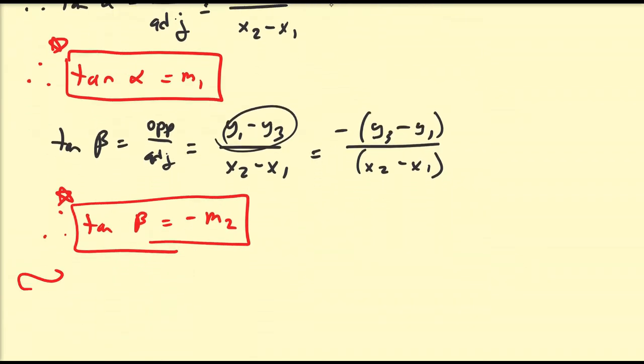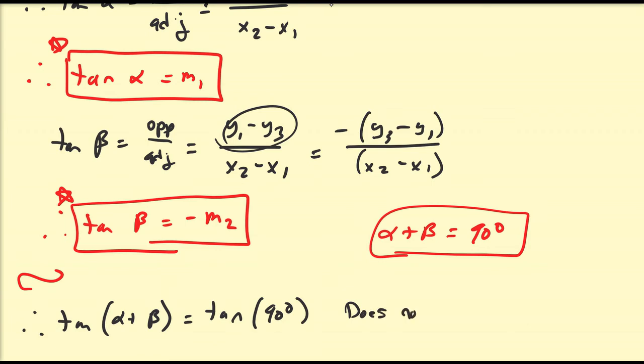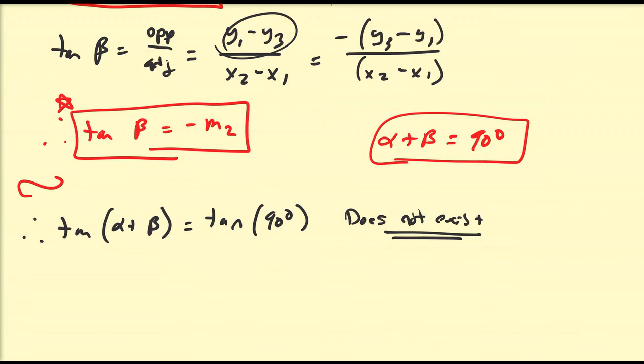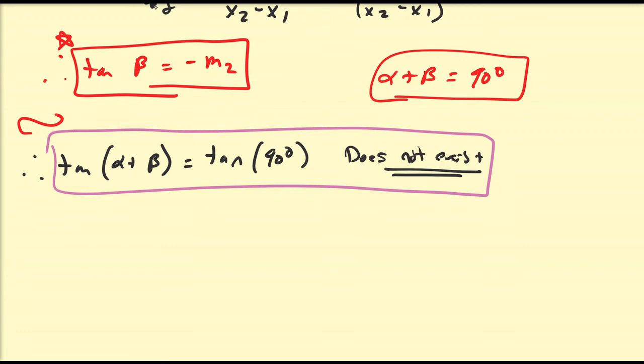Also, we've already stated that alpha plus beta is equal to 90 degrees. Therefore, tangent of alpha plus beta is going to be equal to the tangent of 90 degrees, which does not exist, because it creates a dividing by zero issue. So let's keep that in mind.